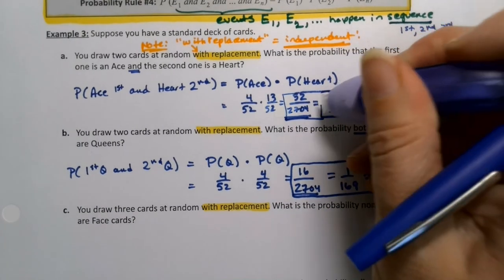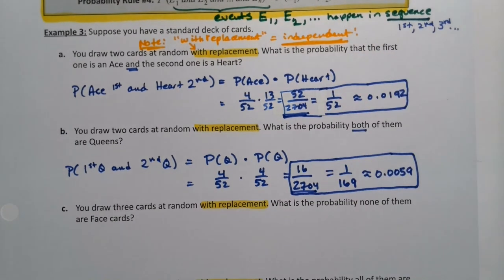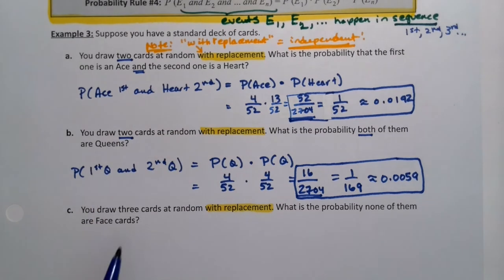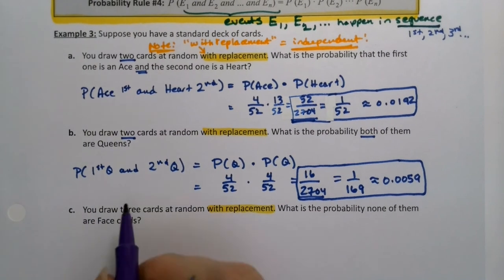All right, now what about the next one? Well, I'm increasing the number of cards. So for these first ones, there were only 2 cards involved. But for this one, there's 3 cards involved.